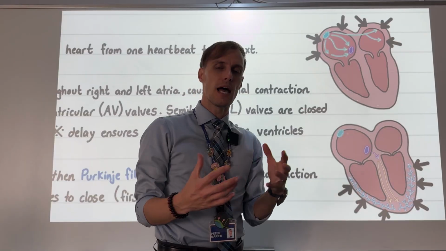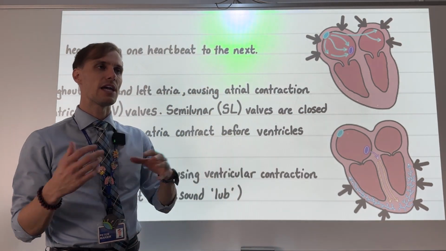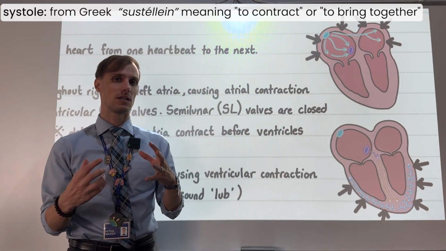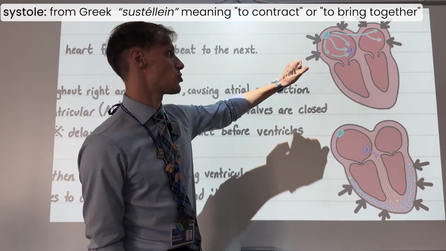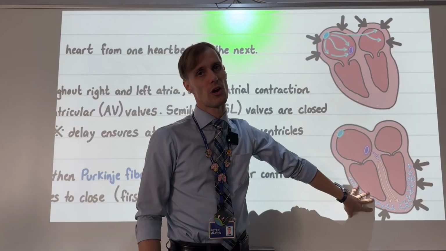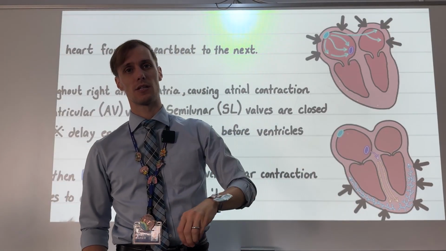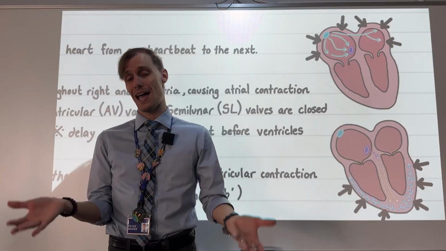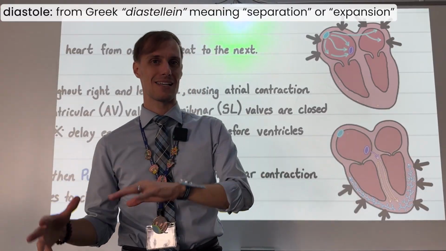Anytime that we're referring to the atria or the ventricles contracting, we're going to call that systole. So if the atria are contracting, that would be atrial systole. If the ventricles are contracting, that's called ventricular systole. If a part of the heart is not contracting, or is relaxing, then we would say it's in diastole.